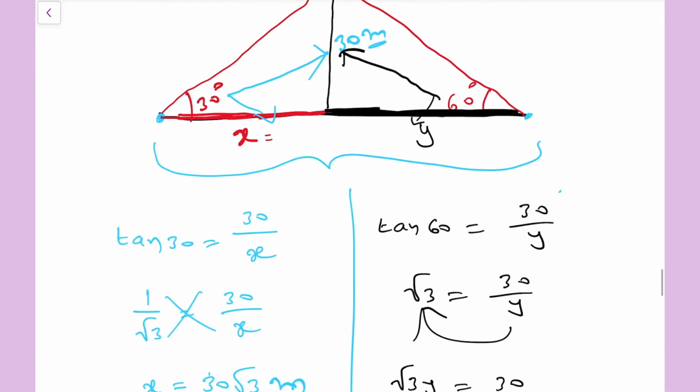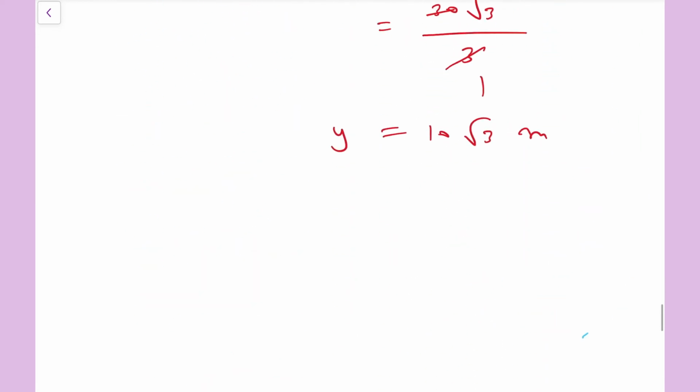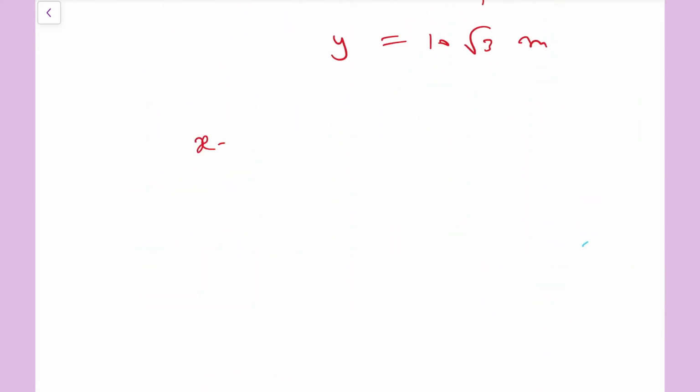This x we got as 30 root 3 meters and this y we got as 10 root 3 meters. Now we need to find the total distance between the two observers, right? So if I add the x value and y value, I will get the final answer. So x plus y equals the x value we got, 30 root 3, plus the y we got, 10 root 3. 30 root 3 plus 10 root 3 equals 40 root 3 meters.